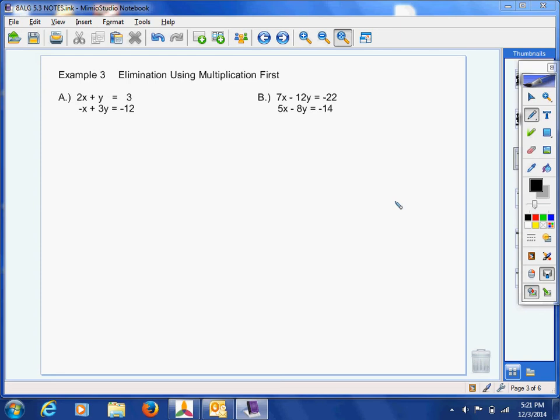Graders, welcome back. We're going to do 5.3, example 3. We're going to continue with elimination, that strategy for solving linear equations, and we're going to use multiplication first.